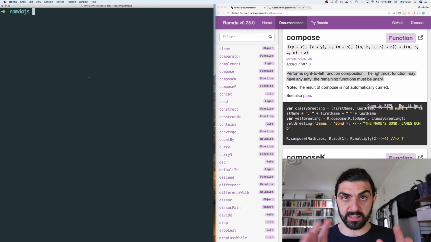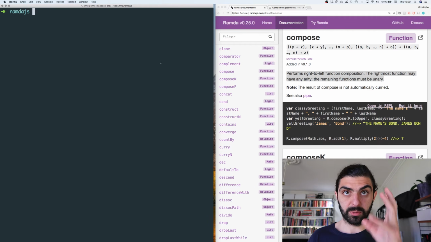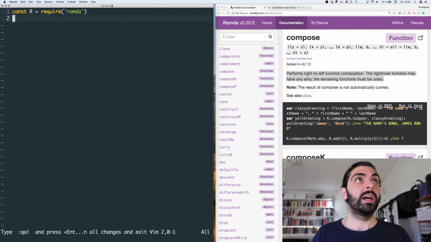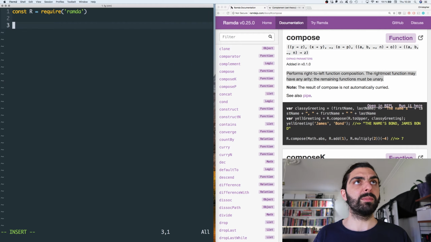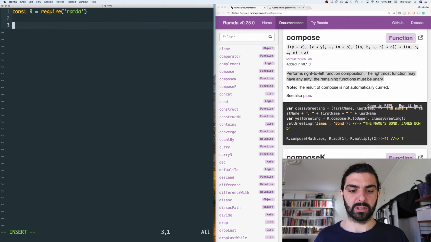But otherwise, let's dig into this just to make sure that we've actually got it, and let's read the type definition here as well, to make sure that we understand that. But let's jump back into Vim, and we've required Ramda. So let's see. If we compose, then we need to have two functions that do two different things.